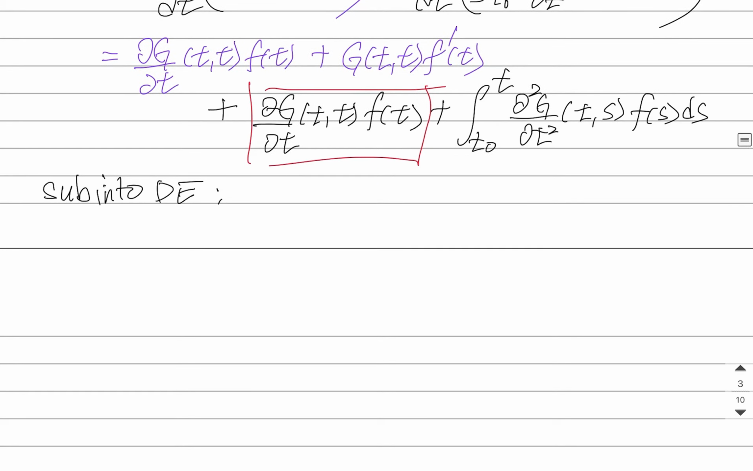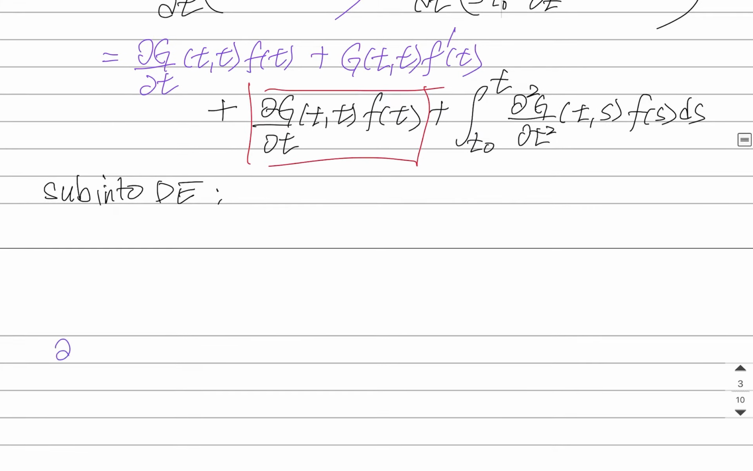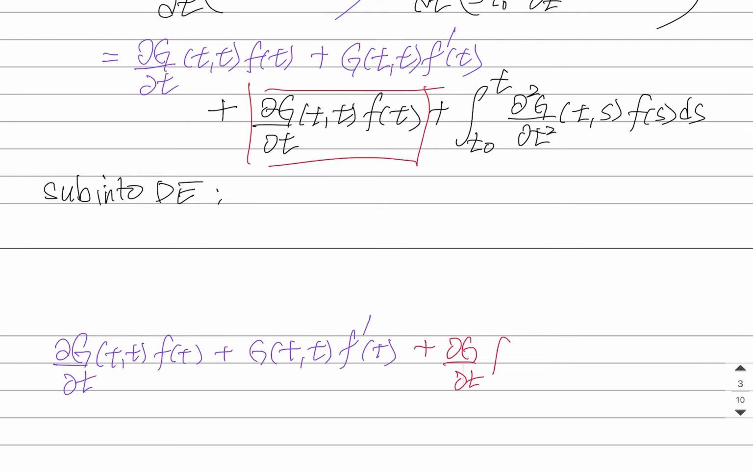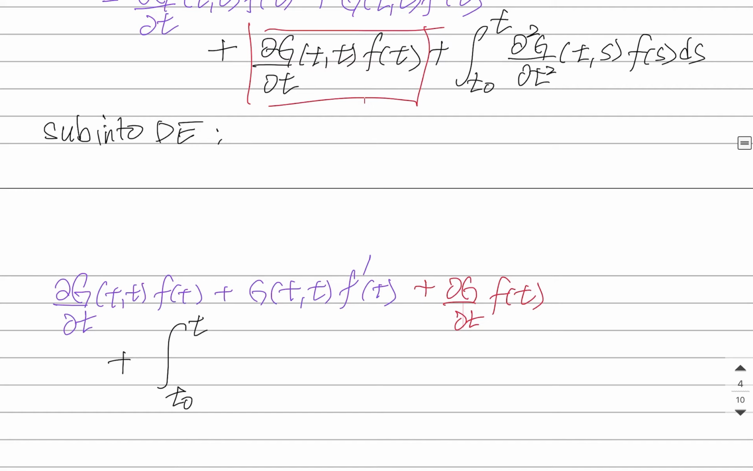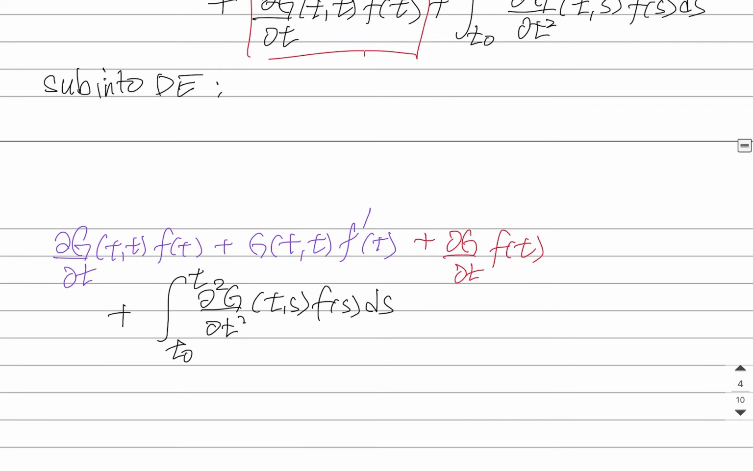Okay, so when I sub it into that differential equation, I'm going to get the purple stuff, dg/dt, f(t) plus g(t, t) f prime of t, plus this red term, dg/dt, f(t), plus the antiderivative, second derivative with respect to t right there, and so on and so forth. So I put all of that in. That's going to be y double prime.